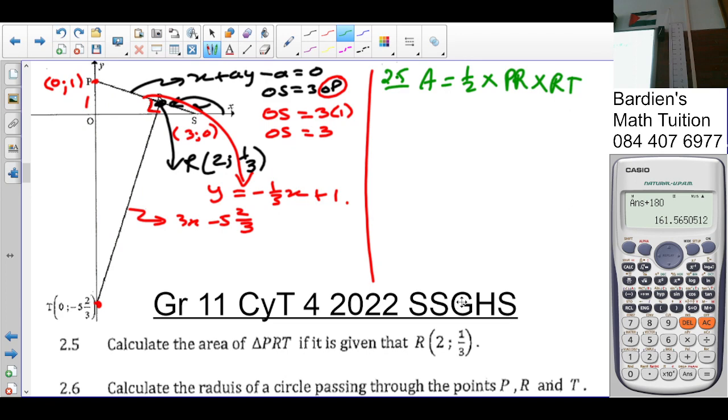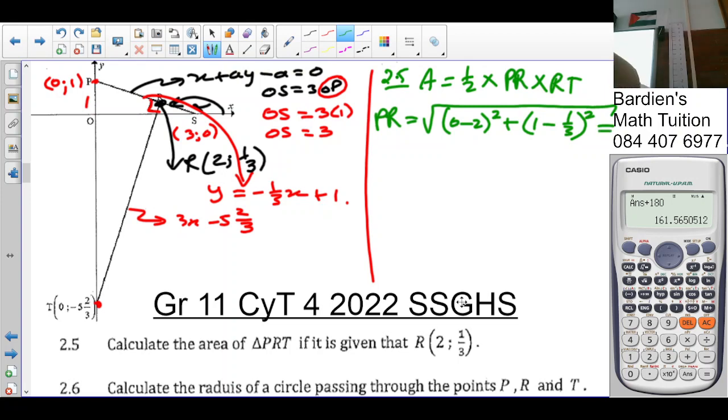So we need to work out the length of PR, distance formula. We use the formula already, so I don't have to write it down. There's 0 minus 2 squared plus 1 minus a third squared. This gives you a length of, what's the length of PR? 2 root 10 over 3, no?